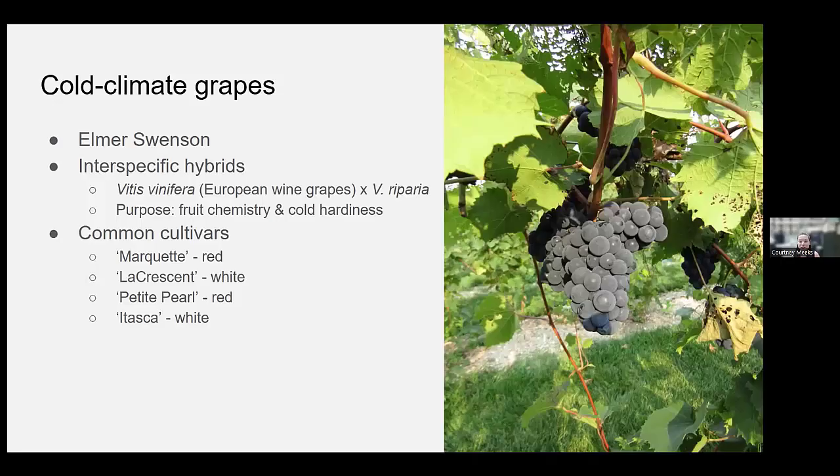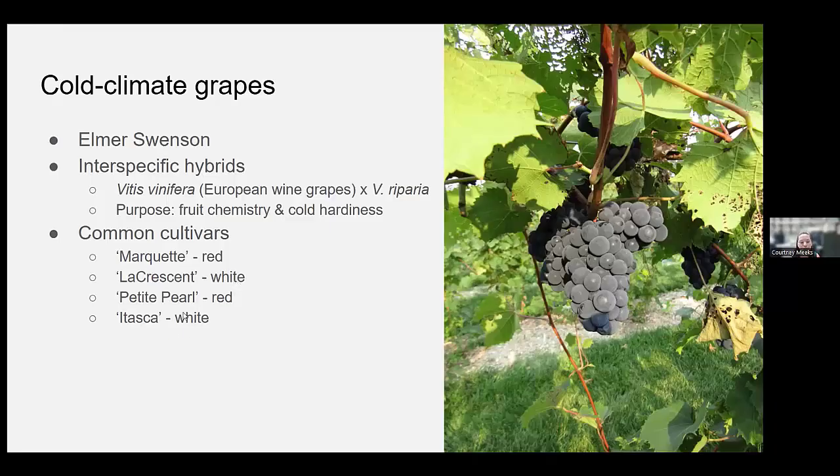And actually, the University of Minnesota is home to one of the best cold climate grape breeding programs. So if you ever have the chance to go to Soon Lee's lab, it's a great time. And we have some common cultivars here. So if you're out shopping for wine and you're interested, Marquette is a red grape and La Crescent is a white. Those are some of the original Swansons.